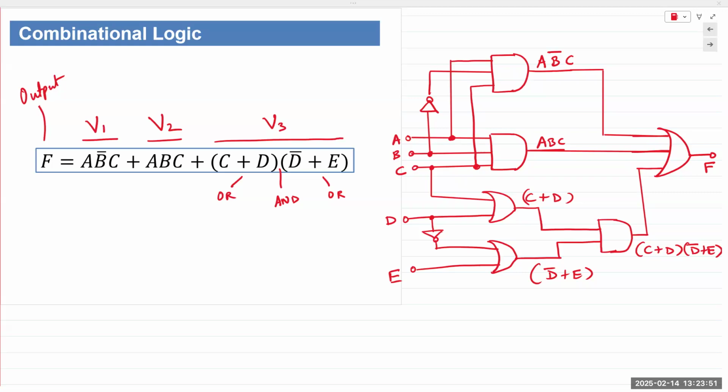Does the procedure make sense? Do the steps make sense? How many gates do you count in there? How many total gates do we need? Anyone? 1, 2, 3, 4, 5, 6, 7, 8. Total of 8 gates.